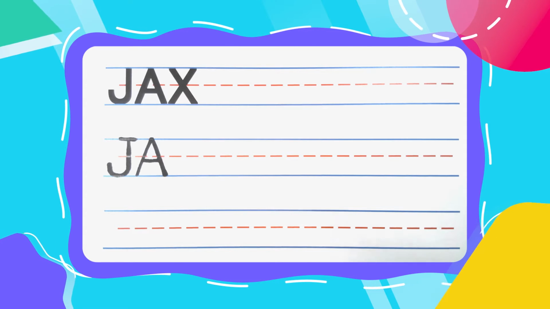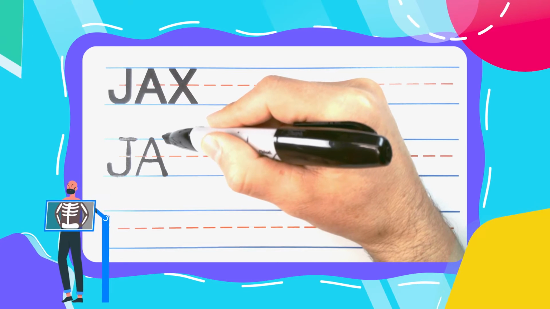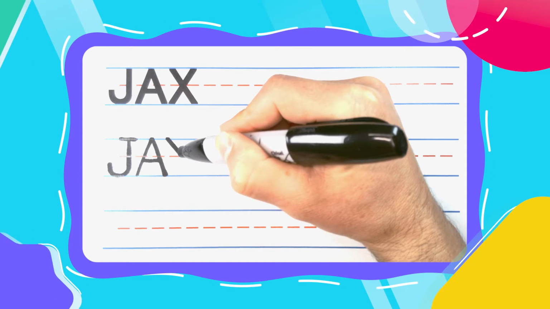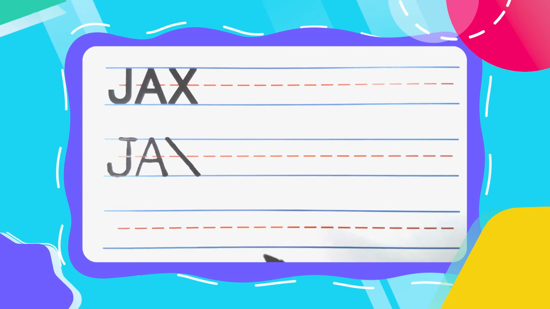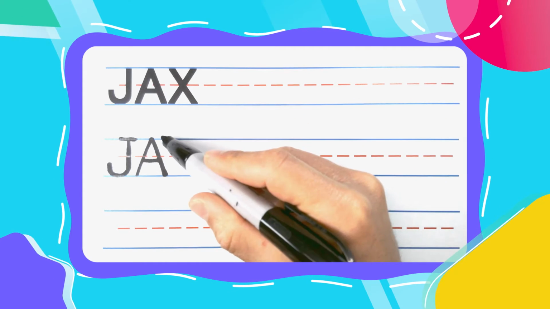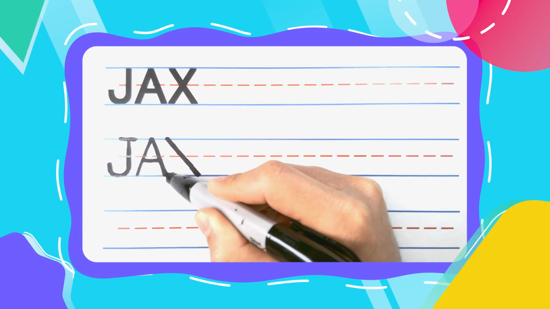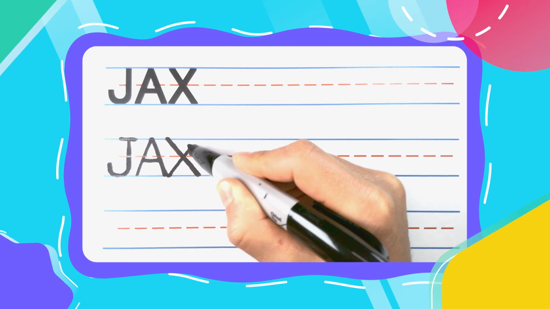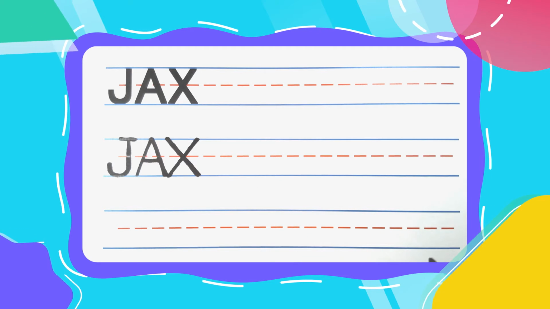The last letter in JAX is an X, and X-ray X's start at the top and diagonal down to the bottom, one big straight line. Then come down to the bottom just below where you started the top line and cross right when it hits the middle. Check this out. And there is your X.